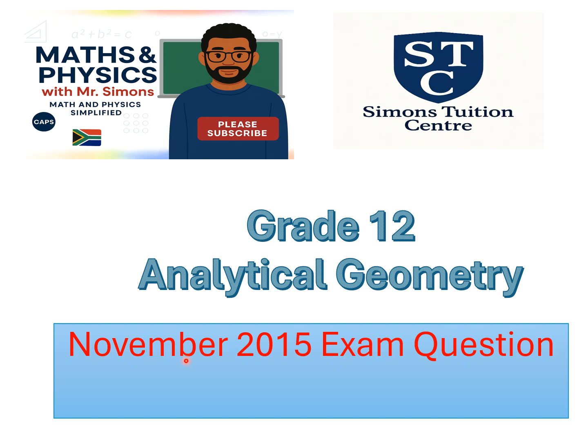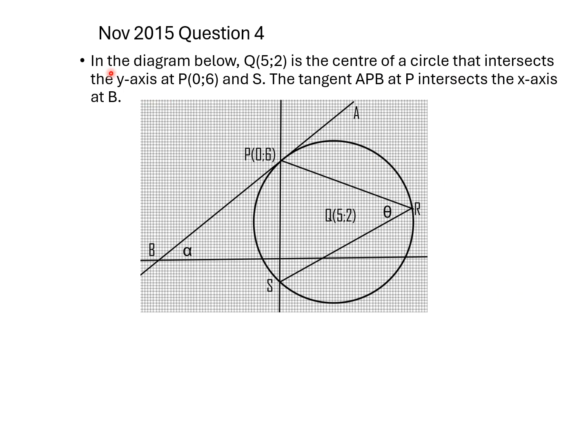We're looking now at November 2015 exam question, Grade 12. So in the diagram below, Q(5; 2) is the center of the circle that intersects the y-axis at P(0; 6) and S. The tangent APB, so APB there is a tangent, intersects the x-axis at B. So that's the information given. Let's look at the questions.